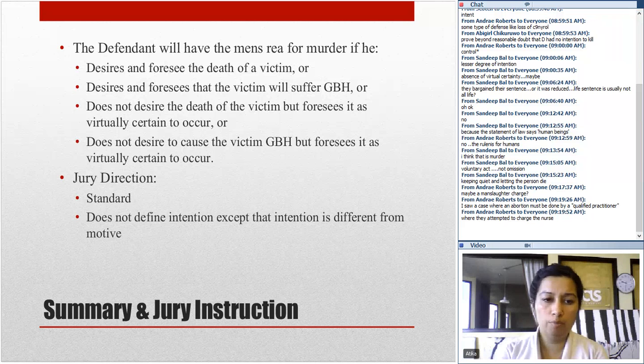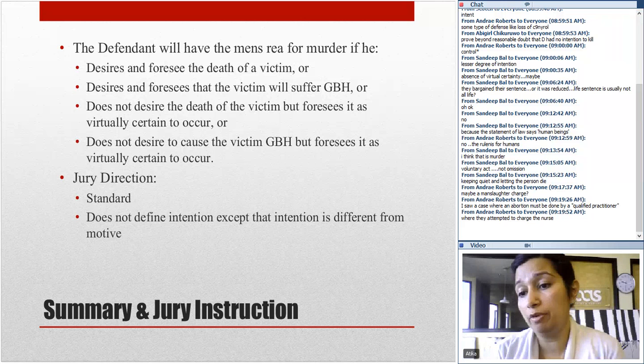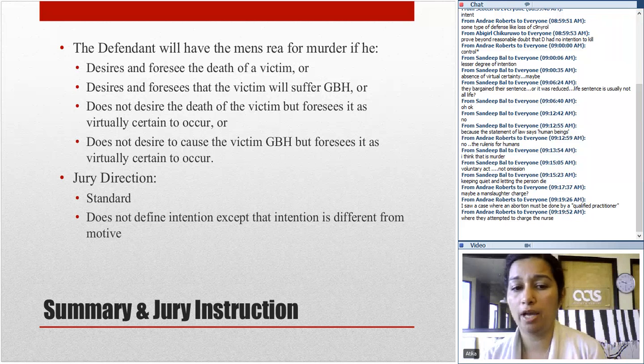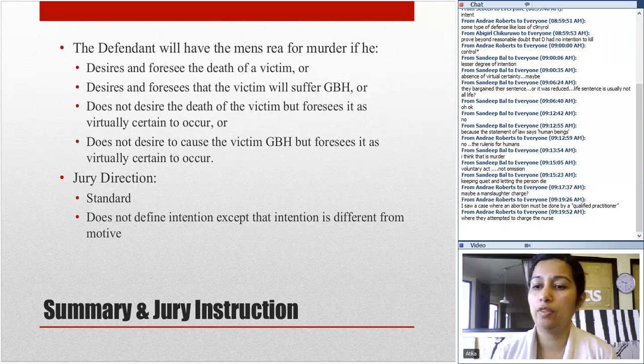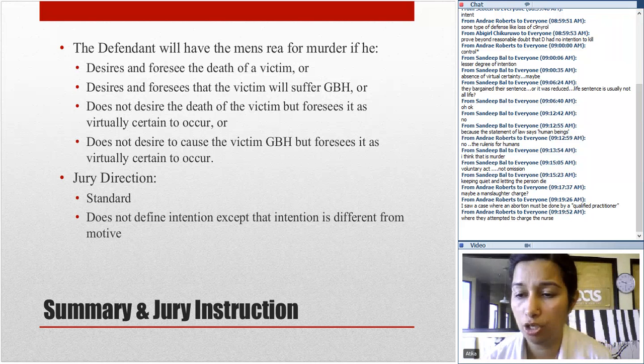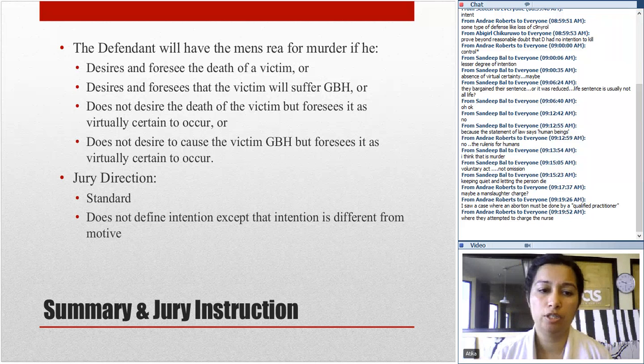Your jury direction in murder is always going to be the standard jury direction. They are not going to define intention except that intention is different from motive, because we read before, remember, that when we try to define intention, the jury can swing the other way, and then they said don't define intention because you really can't define intention as recklessness. You really can't define intention as omission or other things like that. It's going to be a standard, simple, straightforward jury direction.